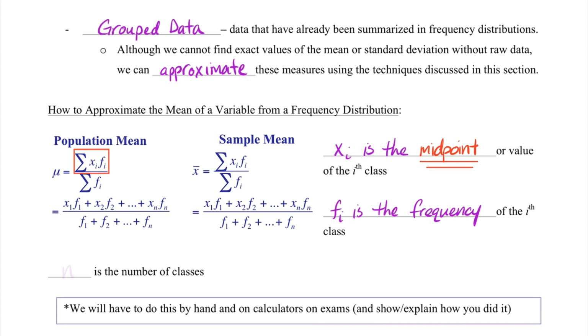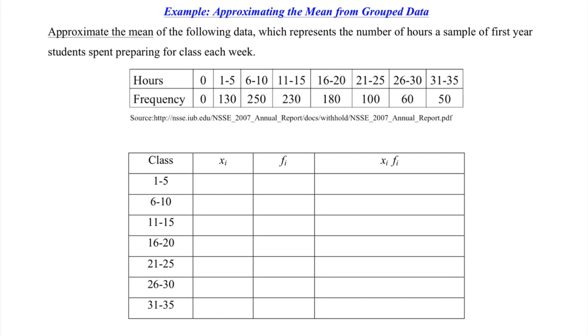Make sure we realize in this notation though that f sub n, like we see in the formula, n refers to the number of classes as opposed to the total number of observations. Also take note that we will have to do this by hand on an exam, along with knowing how to do it on the calculator, so we'll cover both aspects. Let's go ahead and jump into our first example then.